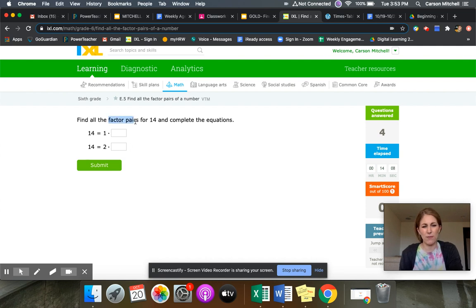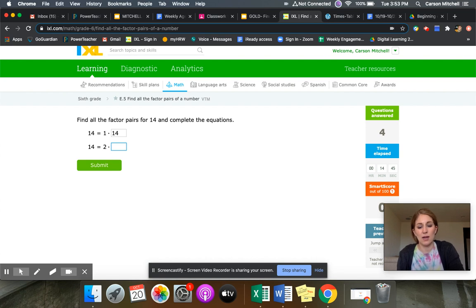First we have to know what factor pairs are. Obviously it wants me to fill in the blanks right here, okay? So 1 times something equals 14. Remember, the dot means times. In 6th grade we use the dot for times. So I know that 1 times 14 equals 14. Since 1 and 14 get multiplied together to equal 14, they are a factor pair. The factor 1 and the factor 14 go together to make 14.